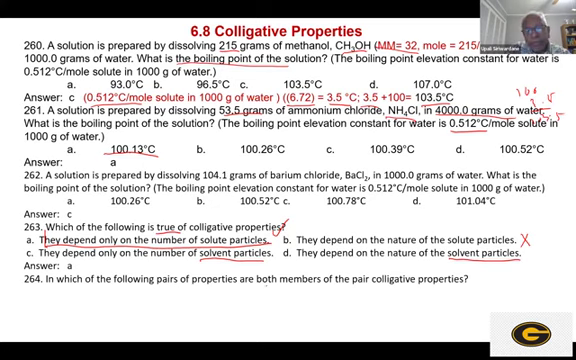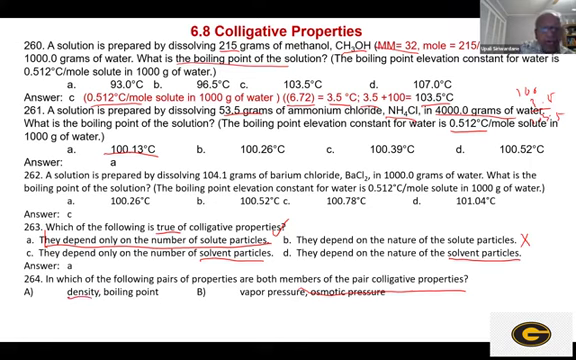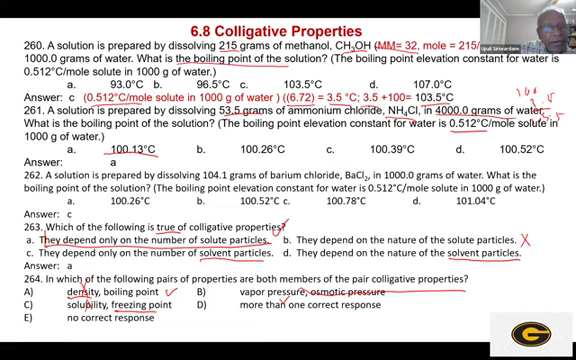Which of the following pairs of properties are both colligative? Density is not colligative. Boiling point is. Vapor pressure is a colligative property. We didn't talk about it. I initially said we are not going to talk about vapor pressure lowering. Osmotic pressure is also a colligative property. Solubility is not a colligative property. Freezing point is. Therefore, B is the correct answer.